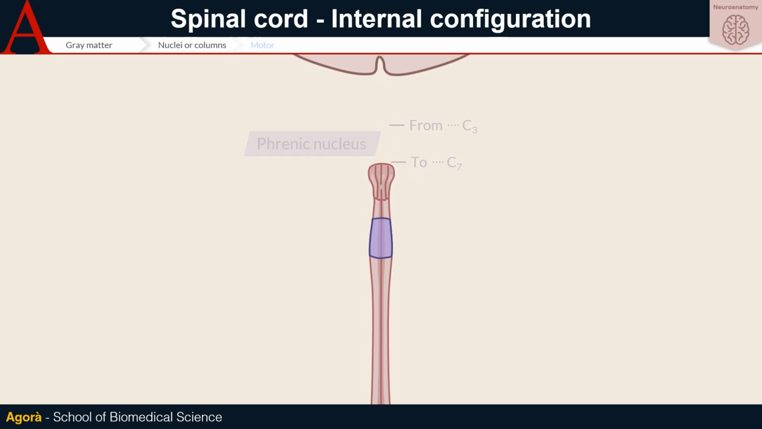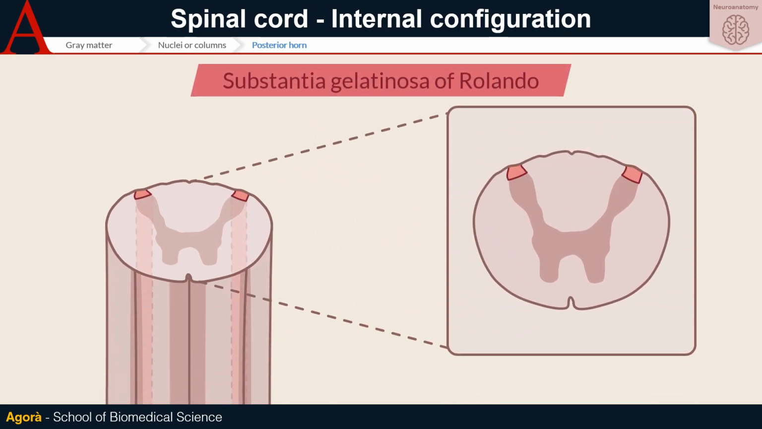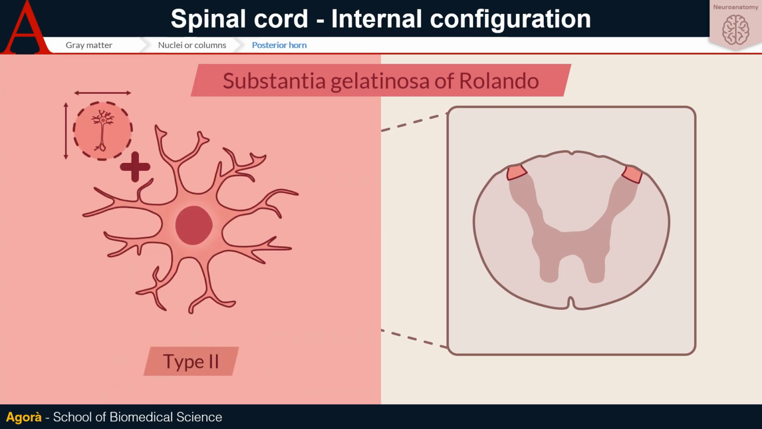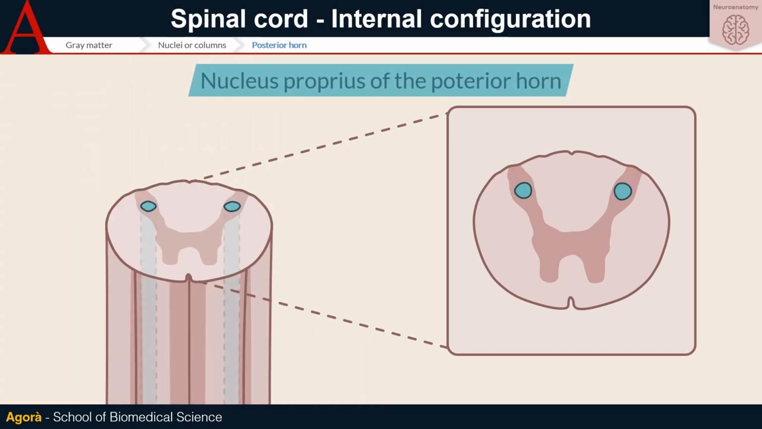Neurons in the posterior horns form four groups. Substantia gelatinosa of Rolando, which, as mentioned before, envelopes the apex of the horns. This is composed by type II cells and larger neurons and extends throughout the spinal cord. Nucleus proprius of the posterior horn, a small cluster anterior to the previous one, also extends throughout the entire spinal cord.